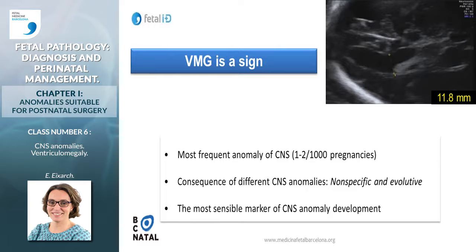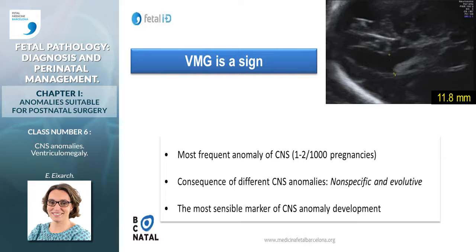And what is important to remember regarding ventriculomegaly? It is important to remember that it's not a diagnosis, but a sign, which means it is saying that something is wrong, and so it is the most sensible marker of central nervous system anomaly development. Truly, the ventriculomegaly can be a consequence of different central nervous system anomalies, so it means it's non-specific, which means that when we see it, we know that something is happening, but we don't know what it is.